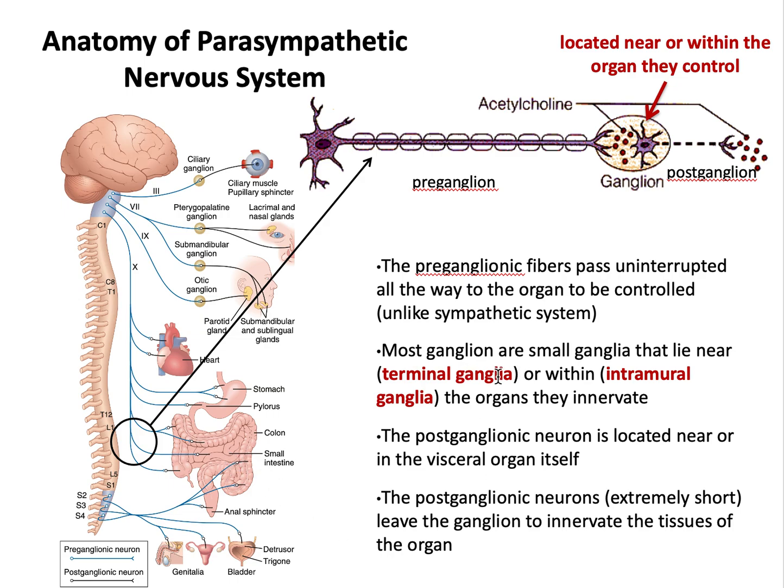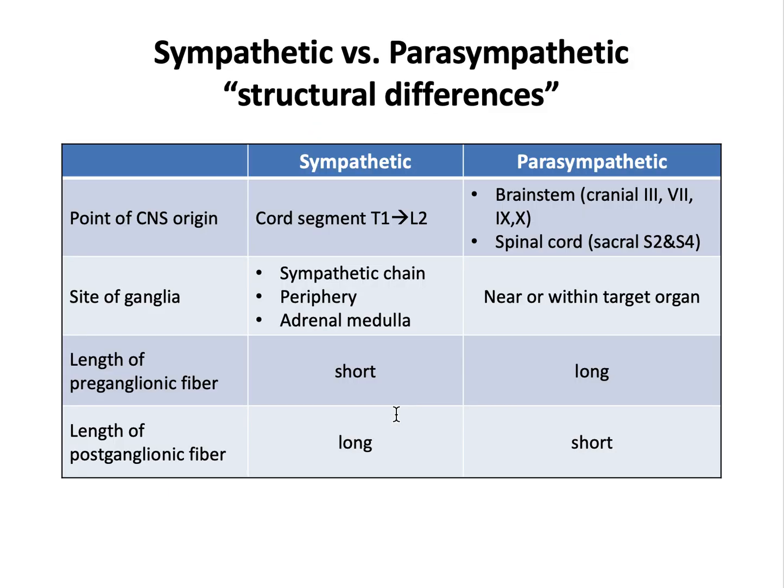Terminal ganglia or intramural ganglia are just different names referring to the ganglia of the parasympathetic nervous system. All right? So, comparing and contrasting some of the structural differences between sympathetic and parasympathetic: remember, the sympathetic preganglionic nerve fibers are located between T1 and L2, whereas in the parasympathetic, we have preganglionic neurons arising from the brainstem. Those are the cranial nerves. The big player is cranial nerve 10, which is the vagus, and then the spinal cord, in the sacral region, S2 through S4. The site of the ganglia is different.